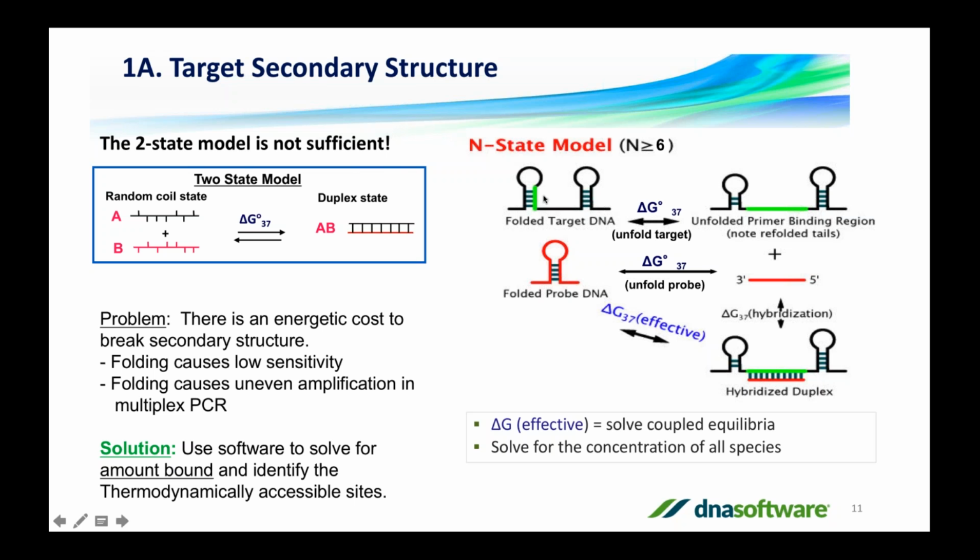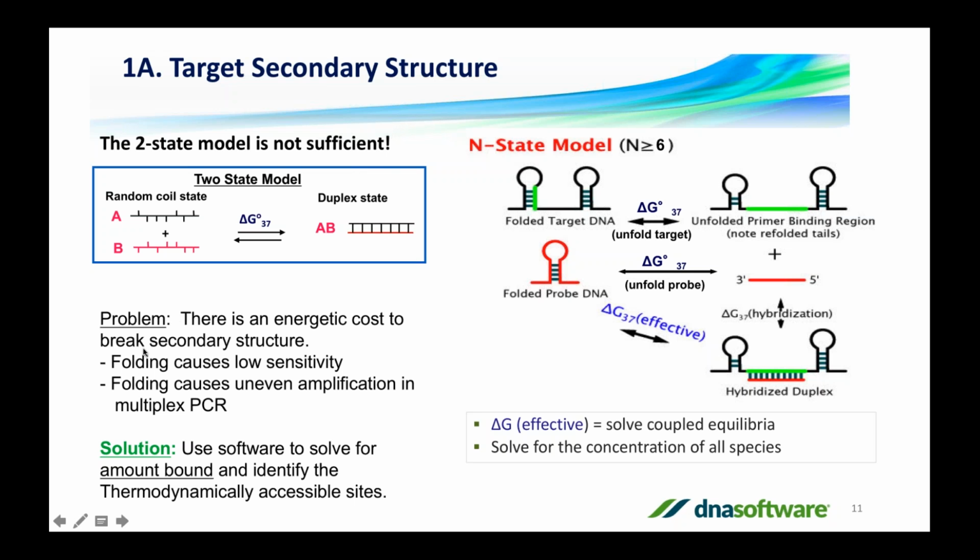The target itself can be folded, and in fact, that region to which you want to direct your primer can be folded, and that folding inhibits the hybridization. You need to pay the energy to break that folding before a primer can bind. Also, the primer itself can form hairpin interactions, for example. Such hairpin interactions can sometimes be innocuous, and other times that hairpin interaction can cause other problems if that hairpin can serve as a template for a polymerase. All right, so as I mentioned here, the problem with the two-state approach is that there's an energetic cost to break secondary structure.